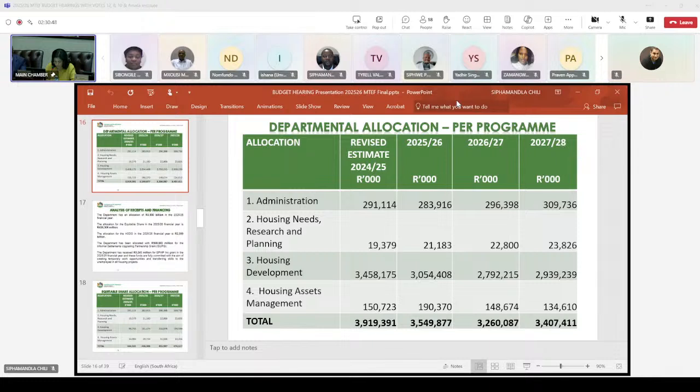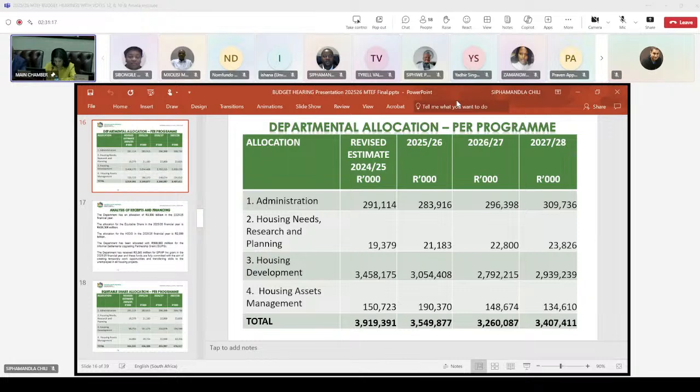Housing Assets Management was 150,7 million. It will be 190,3 million in 25-26, then 148,6, 134,6 in the outer years. The total allocation remains the same. The analysis of receipts and financing, just to repeat, the allocation for the year is 2,599 billion and 508 for the Informal Settlements Upgrading Partnership Grant.